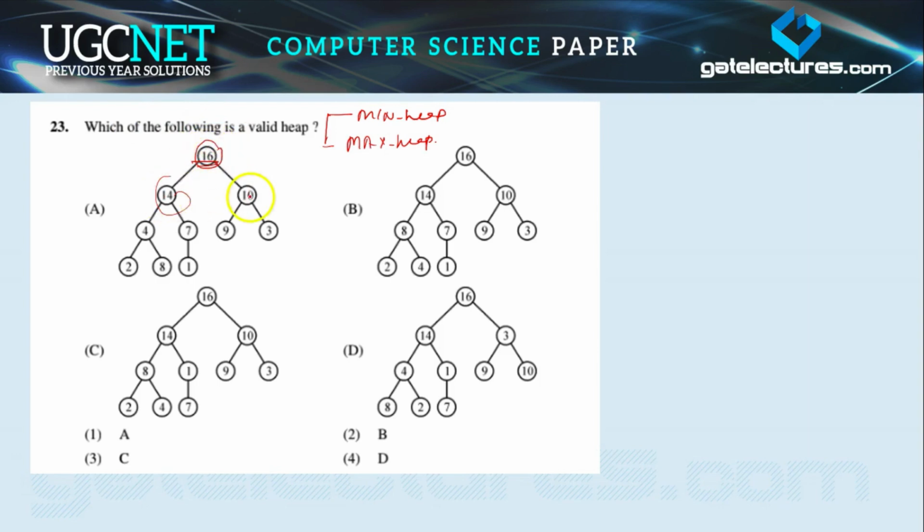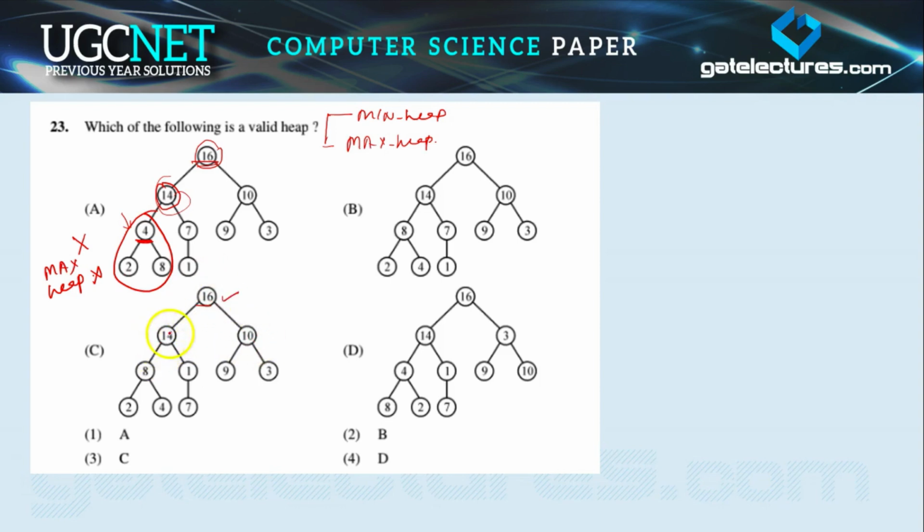So 16, 14, 10, yes, it is greater than its children. Now see this side. 4 and 7, 14 is greater, the root node is greater than its children. Yes, it is. Now here, 2 and 8 and 4, so the root node should be greater than its children. So 8 is greater than 4, right? So this is not a heap, it does not follow the max heap condition. Now let's see this tree. 16 is the root node, it should be greater than the values present in its child nodes. So 14 and 10, 16 is greater.